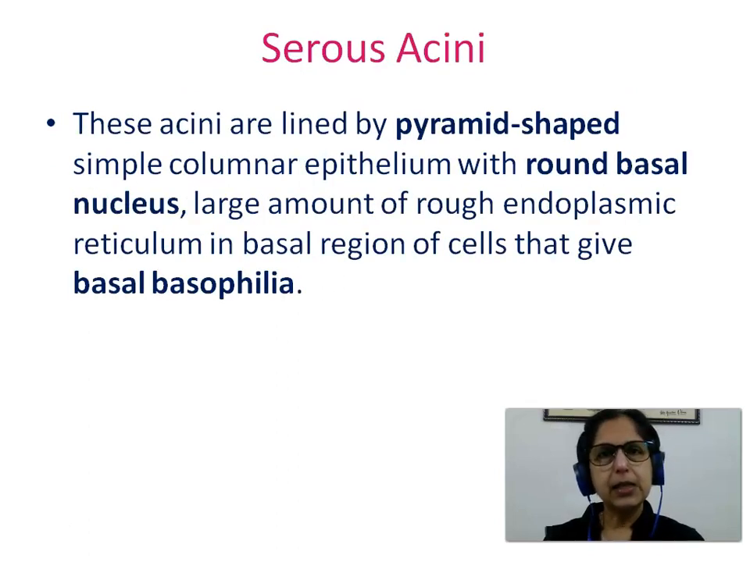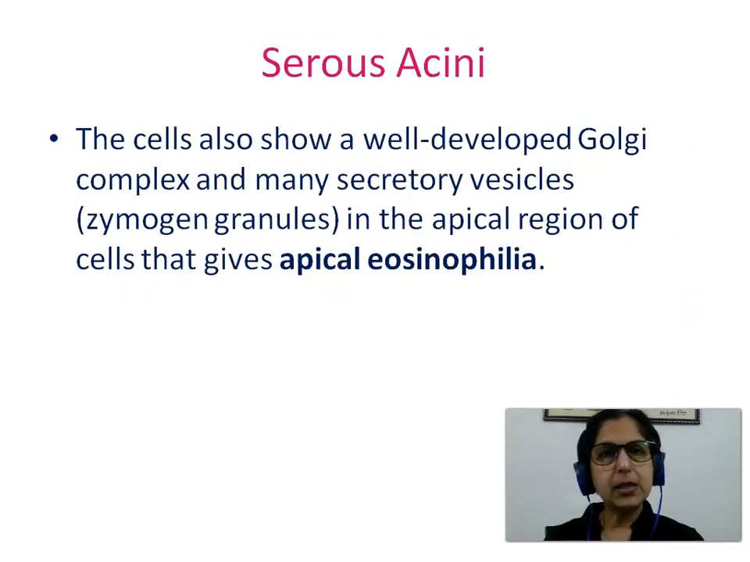Let us now see serous acini. These acini are lined by pyramid-shaped simple columnar epithelium with a round basal nucleus, and a large amount of rough endoplasmic reticulum in the basal region of cells that gives basal basophilia. The cells also show a well-developed Golgi complex and many secretory vesicles, that is the zymogen granules, in the apical region of the cells that gives apical eosinophilia.